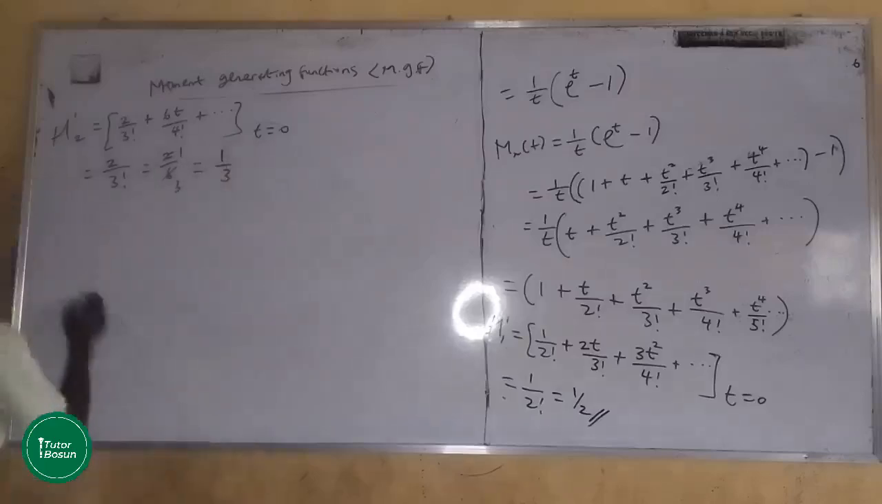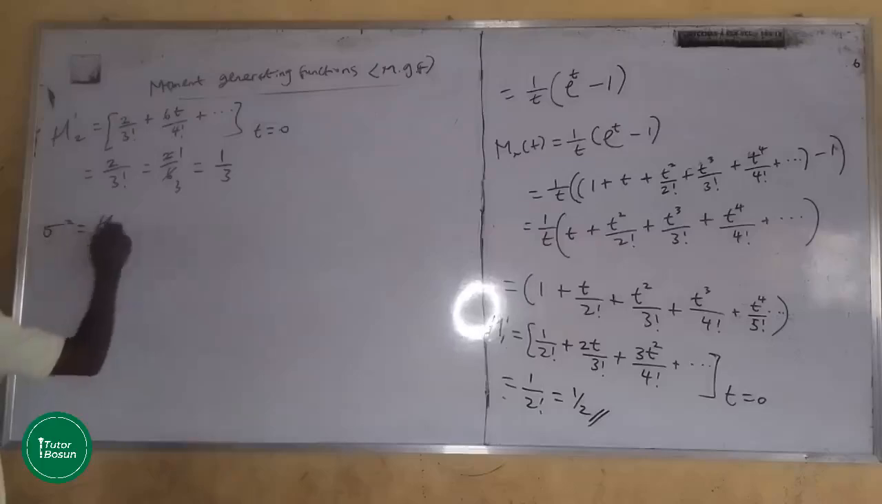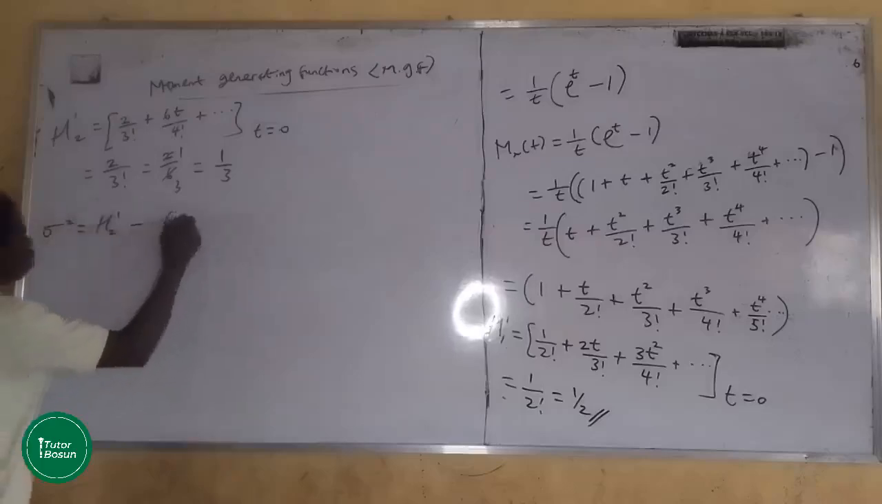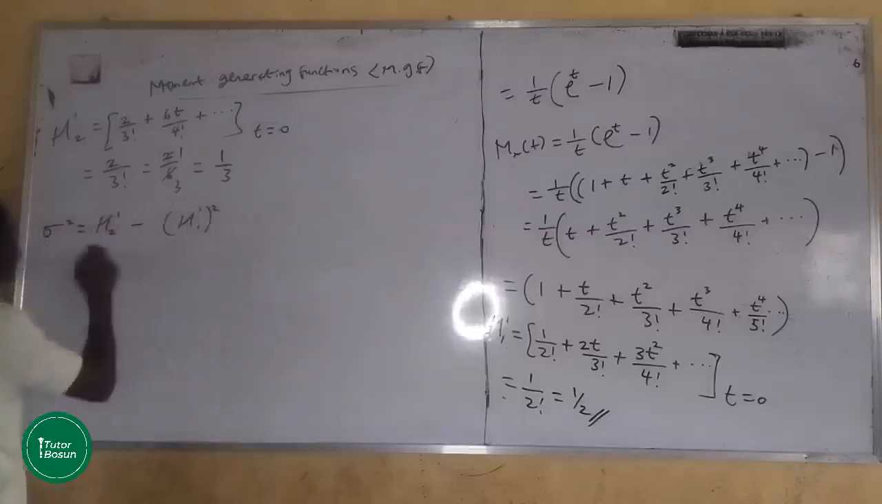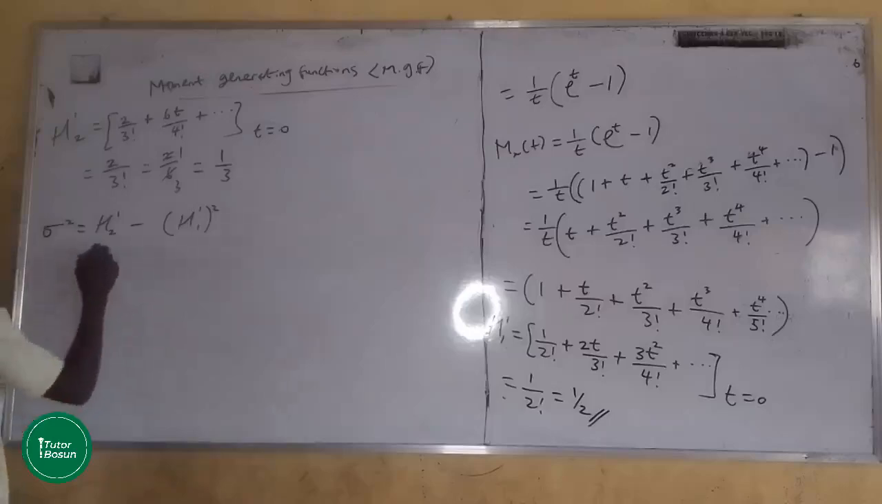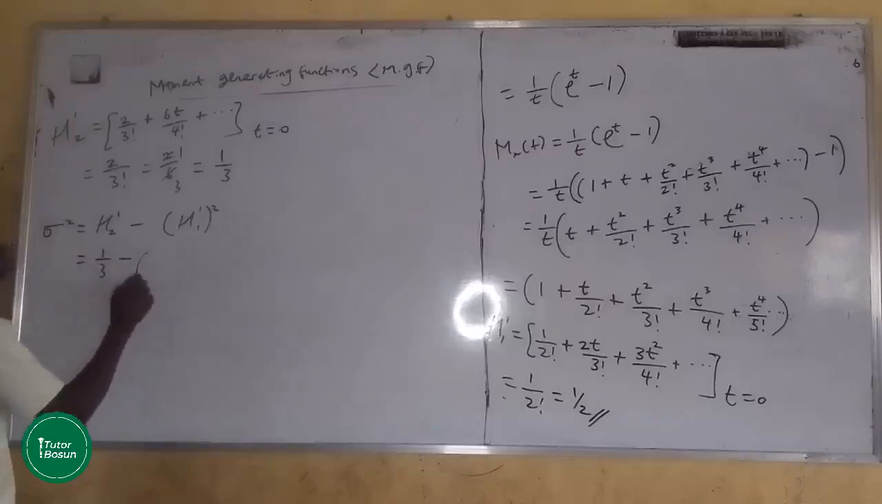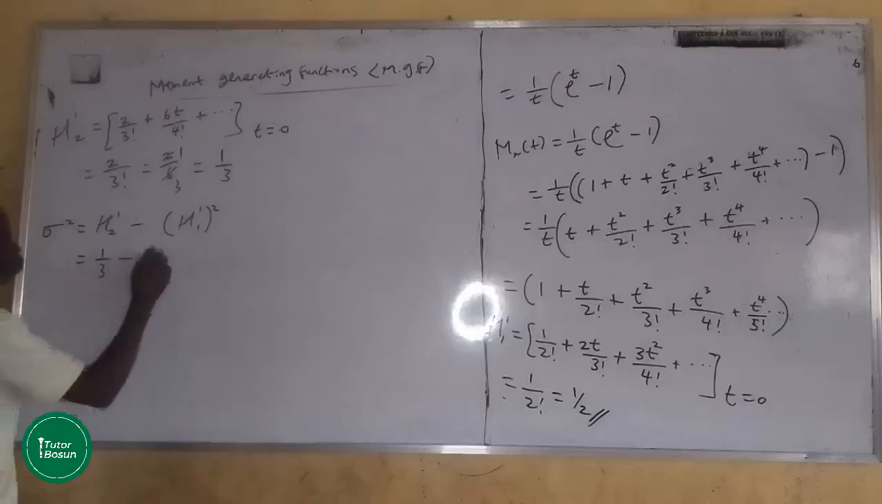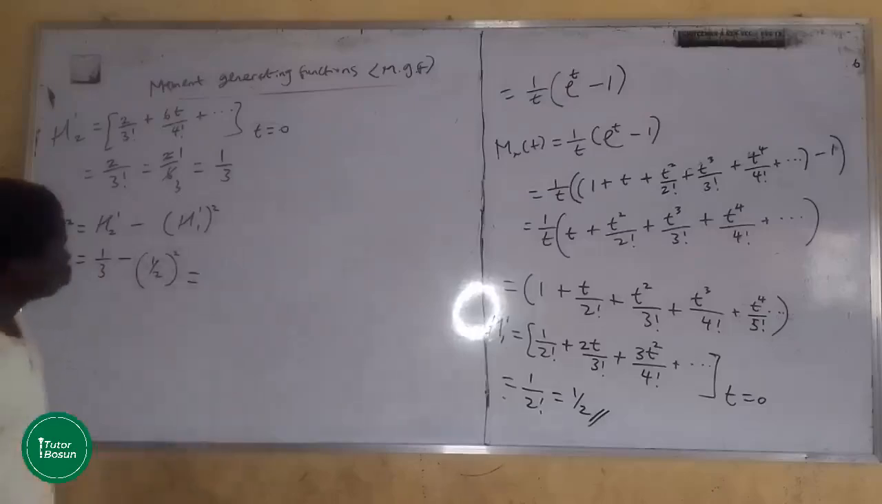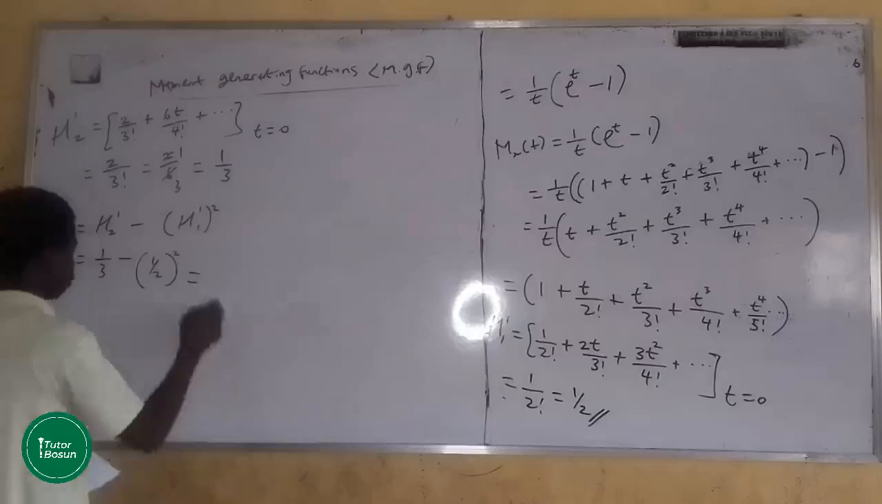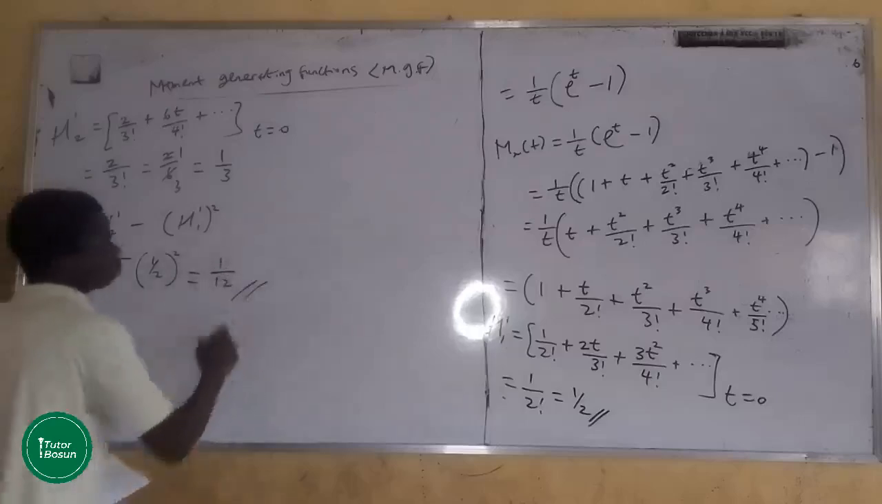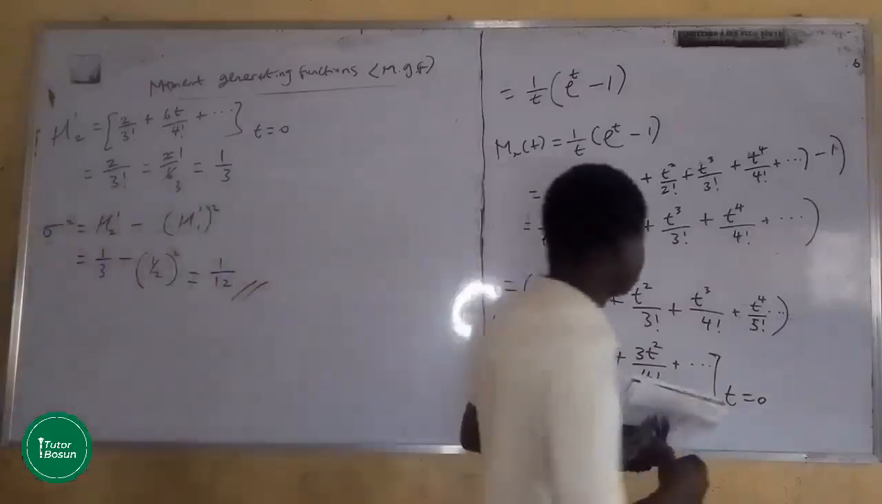We also have to find the variance, sigma square, don't forget. Which is your second moment minus the square of your first moment. And that automatically gives you, our second moment gives us 1/3 minus the square of your first moment, which is 1/2 squared. If you do that very well, you should be having 1/12. And that's the final answer to that.